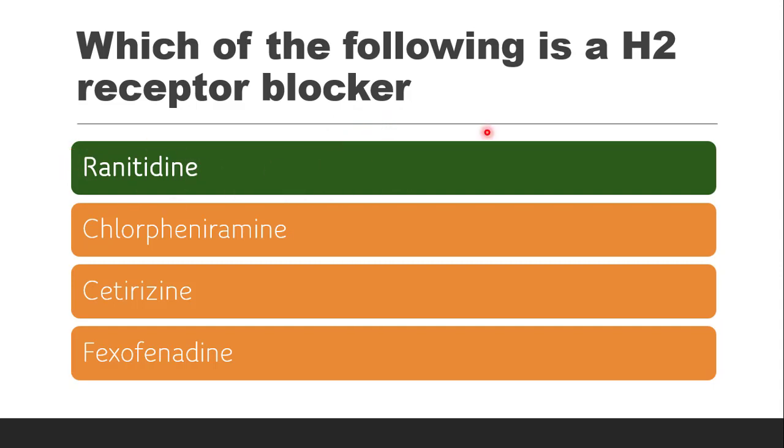So the trick to remember H2 receptor blockers is CALIFORNIA. C stands for cimetidine, FO stands for famotidine, R stands for ranitidine, and NI stands for nizatidine.